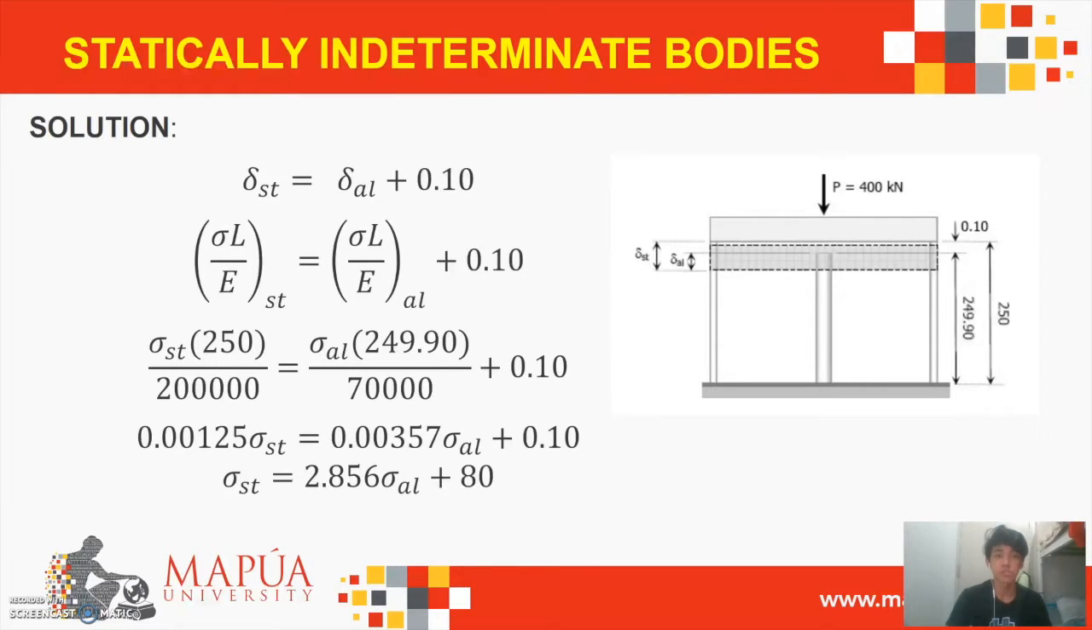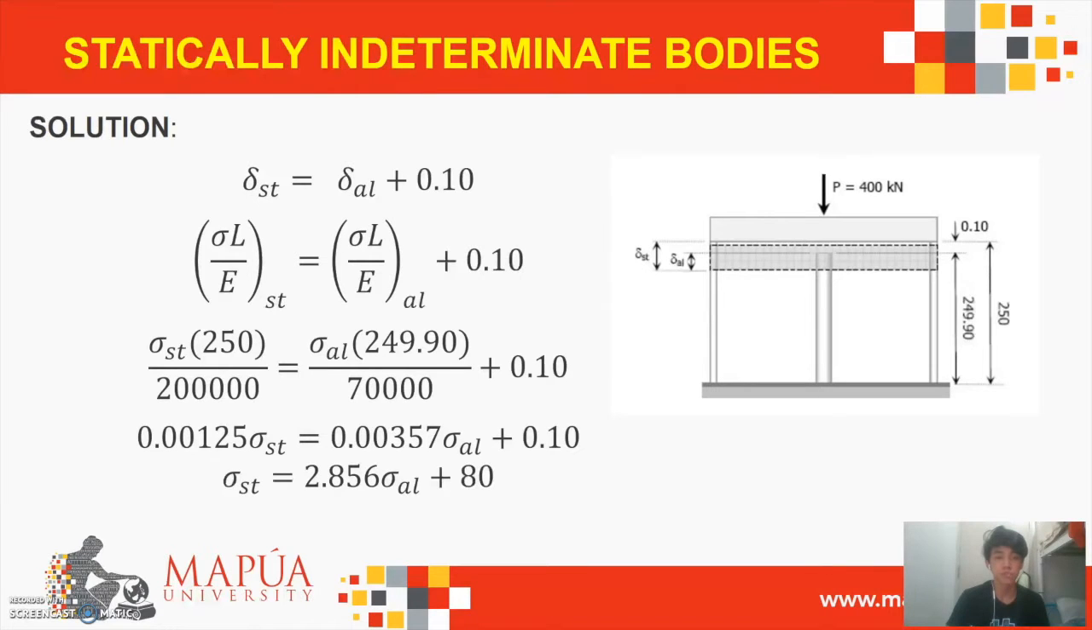Transforming our first equation to the equation of actual deformation, we will have the stress of the steel times the length of the steel over the modulus of elasticity of the steel is equal to the stress of the aluminum times the length of the aluminum all over the modulus of elasticity of the aluminum plus 0.10. Then we substitute the values given from the problem. We have 250, 200,000, 249.90, and 70,000. After substitution, we will have an equation which is 0.00125 times the stress of the steel is equal to 0.00357 times the stress of the aluminum plus 0.10.